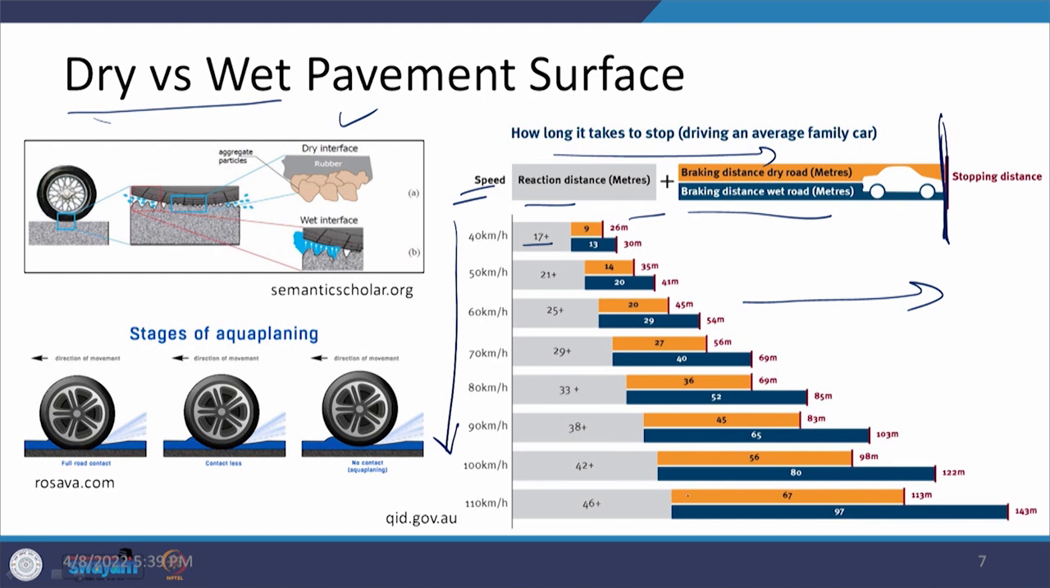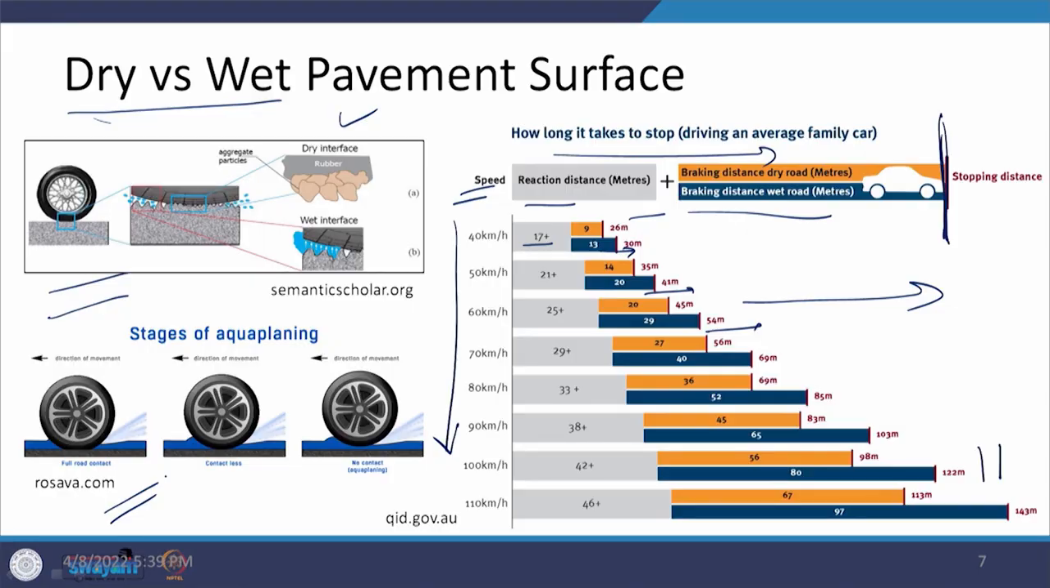And at the same time, if your pavement is wet, then the values increase further. If you talk about 100 kilometers per hour, already around a 25% increase is there in the distance by which the vehicle is going to stop. So this is an effect which is coming.